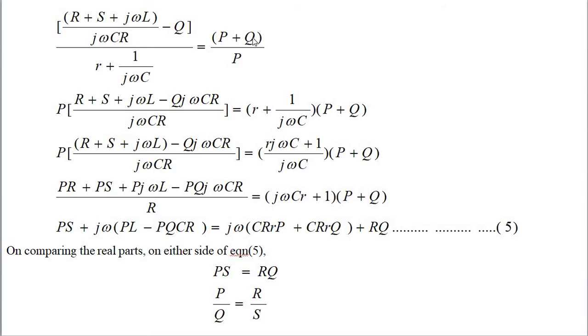Okay, so when we take P, we are taking this to the right hand side, so that is equal to R plus j 1 by j omega C into P plus Q. So this equation is P into R plus S plus j omega L minus Q j omega CR divided by j omega C, that is equal to, so when we take this here and take j omega C common outside, this equation will become R into j omega C plus 1 divided by j omega C into P plus Q. So this j omega and j omega get cancelled.